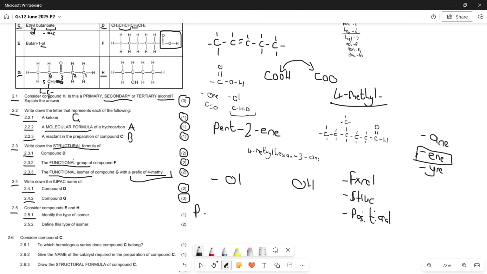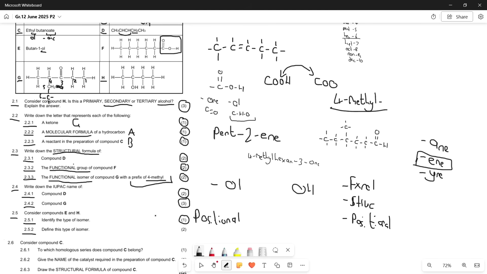So if we just write positional over there for 2.5.1, we will earn ourselves 1 mark. And then 2.5.2 says define this type of isomer for 2 marks. So that has to do with our thinking that we previously had, where it isn't a functional isomer, it isn't a structural isomer, it is a positional, which means all we've done is we've changed the location of the functional group.